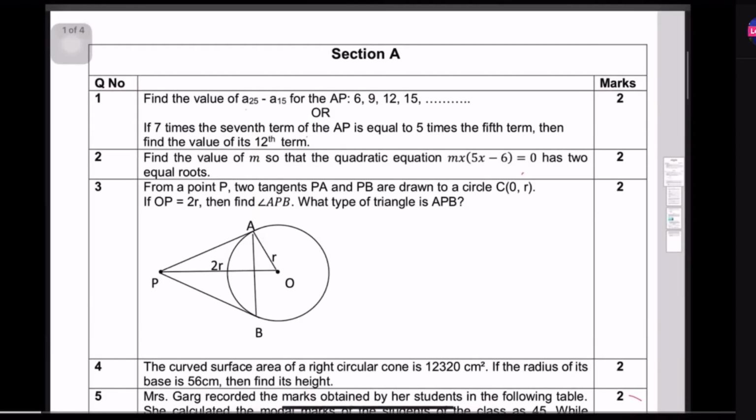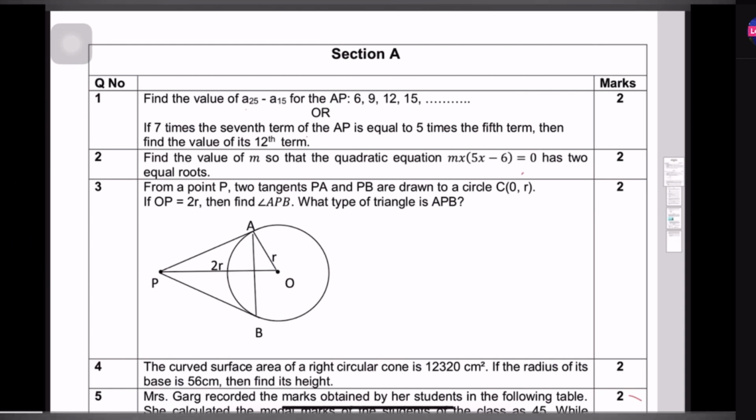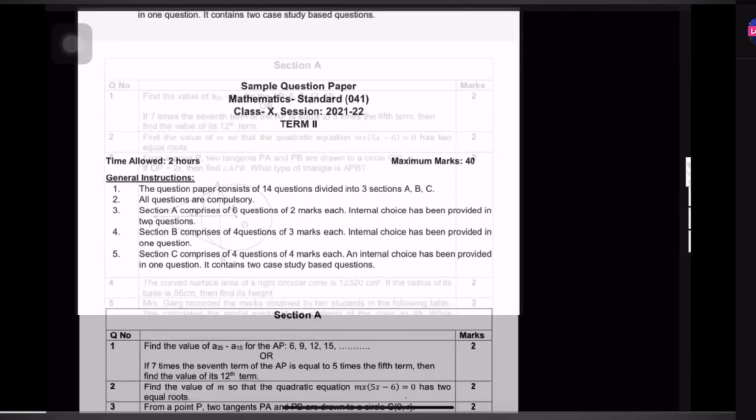Now going into the next question, that's choice 2. In the first question you have 2 choices, either the first one or the second one. So what's the second one? We'll see. If 7 times the 7th term of an AP is equal to 5 times the 5th term, then find the value of its 12th term. So the 7th term is a7, the 5th term is a5. So how do we do this?